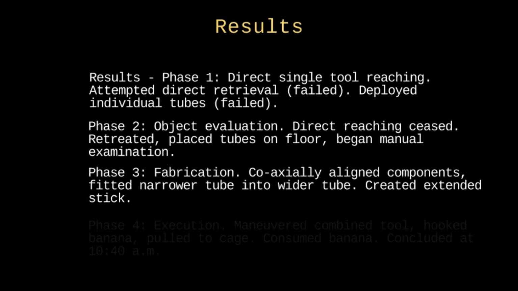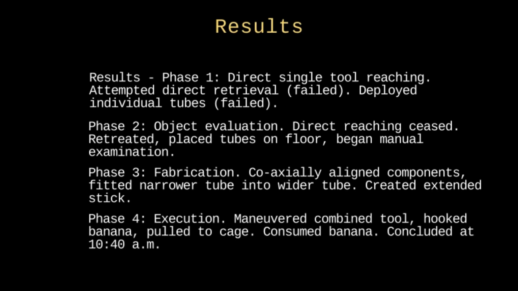The subject coaxially aligned the components and manually fitted the narrower tube into the opening of the longer, wider tube. This physical modification successfully created a single stable extended stick. Phase 4: Execution and Conclusion.